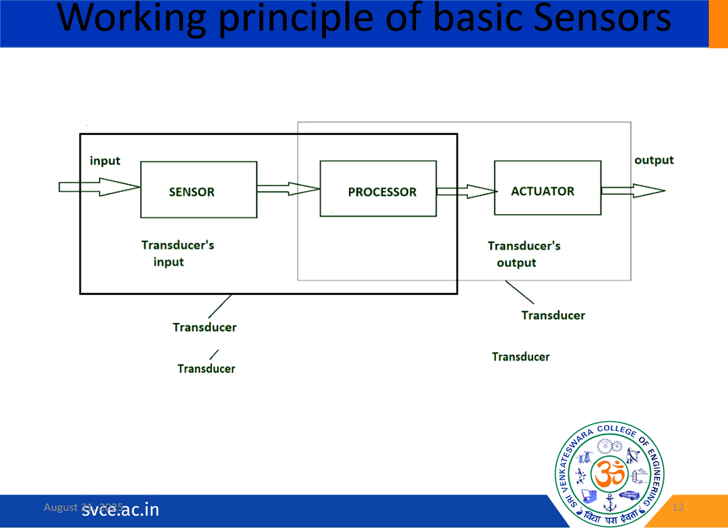If you see the working of sensors, an input is received from the sensor. It has a processor and it also has an actuator. The actuator will give you the output. Here we have two main parts: transducer input and transducer output. This is actually the main part here.